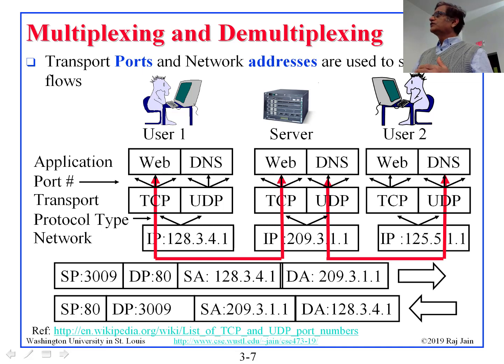Okay, this was the source address before, now it becomes the destination address. This was the source port 3009. This becomes the destination port. So now when the response comes back, it is given to this process. This process could be doing anything. It doesn't have to be web or anything. It could be just any process that requested that.